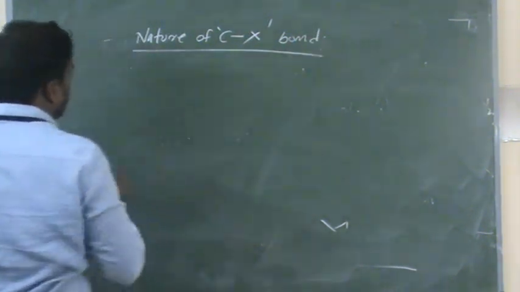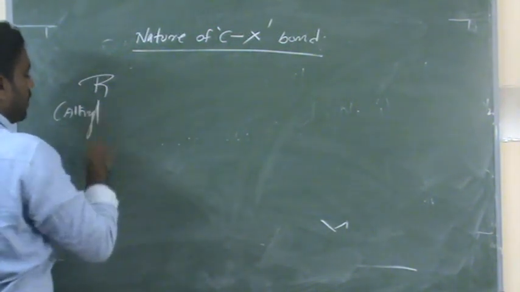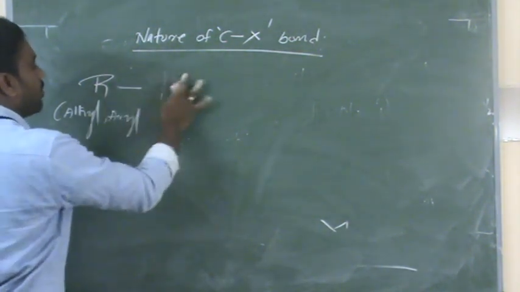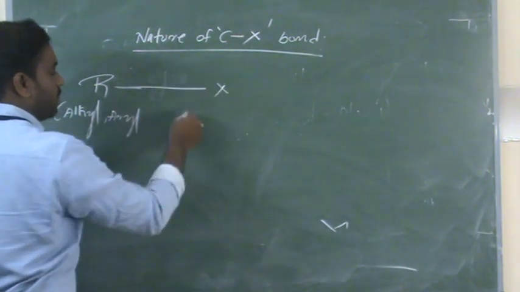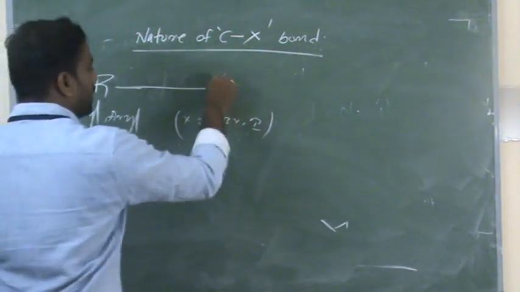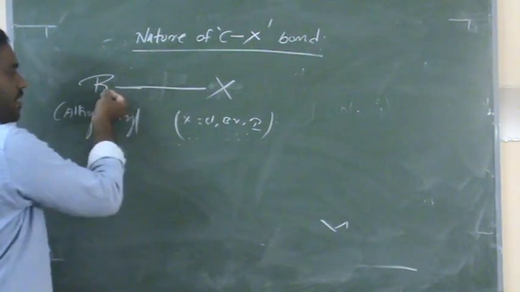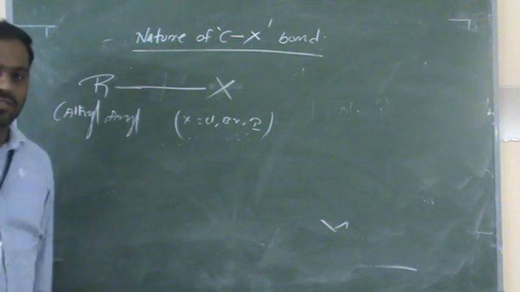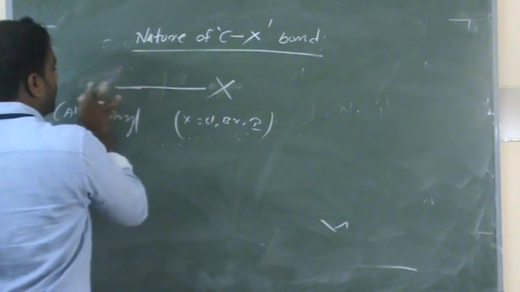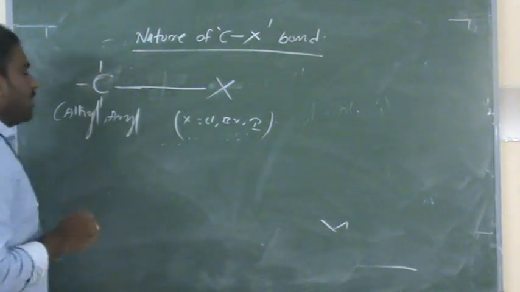What is the meaning of the C-X bond? See, there is an R. It may be an alkyl group or it may be an aryl group. It is bonded with X. The X may be Cl or Br or I. R is nothing but carbon, and X is a halogen. So among the C and X, R is nothing but C, it may be an aryl group or an alkyl group.